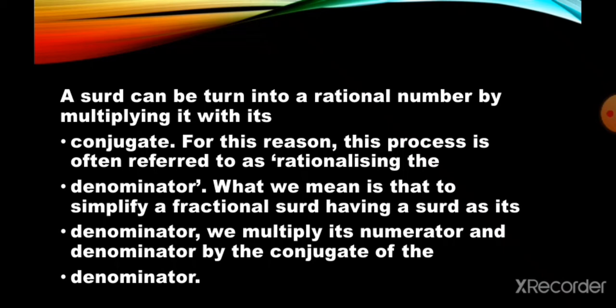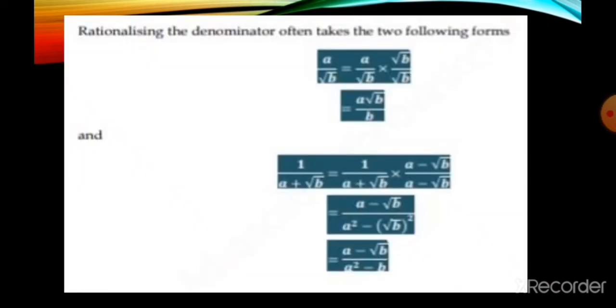Use the conjugate of the denominator of the surd given to multiply the numerator and the denominator of that same surd that is given to you. And that is rationalizing. So rationalizing the denominator often takes the two following forms. The first form, if you have a over root b.